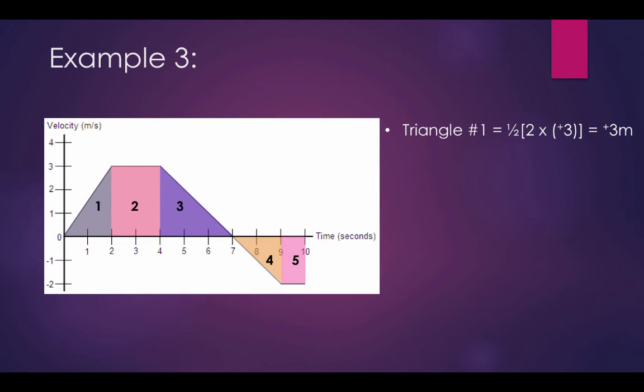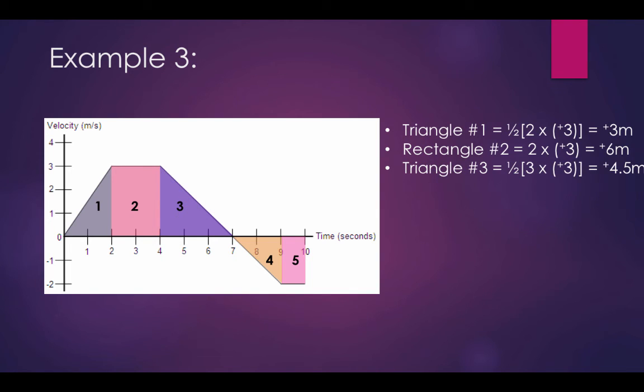Triangle number 1, 1/2 base times height. Base is 2, the height is plus 3. The result is plus 3 meters displacement. Rectangle number 2 is base times height, 2 times positive 3. The result is plus 6 meters displacement. Triangle number 3 is 1/2 base times height. The height is plus 3. The result is plus 4.5 meters displacement.